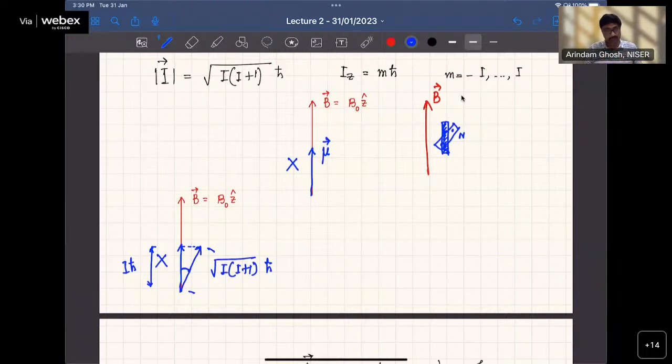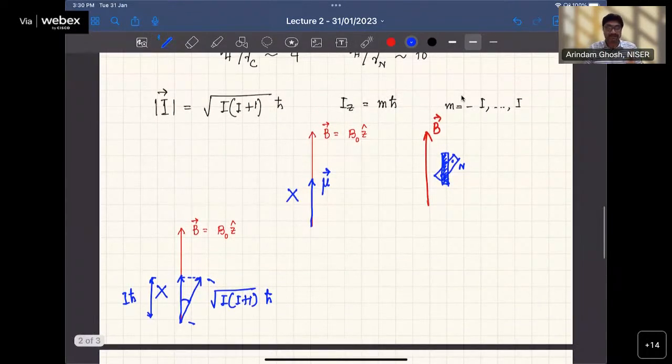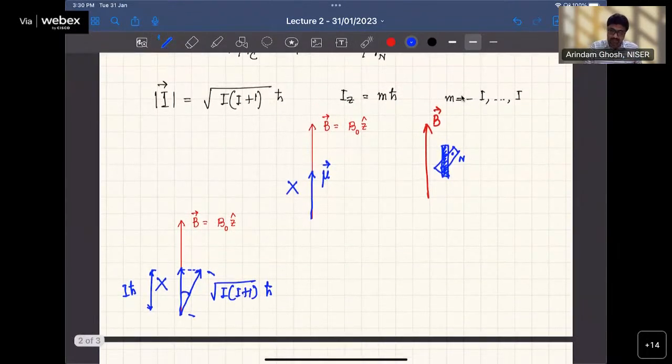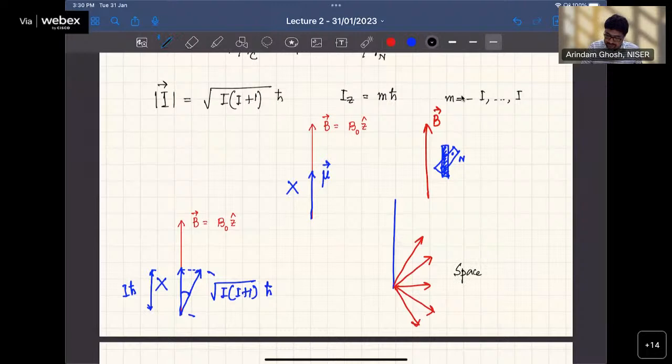It will always keep a certain angle, and those angles are also defined because it cannot just take any particular component. It has to take a component like IH cross and then I minus 1 IH cross all the way to minus IH cross, correct? So these components are discrete. Therefore, if I have the alignment, it is going to be either this one or this one or this one. So there are discrete alignments, and this has a name. This is called space quantization.